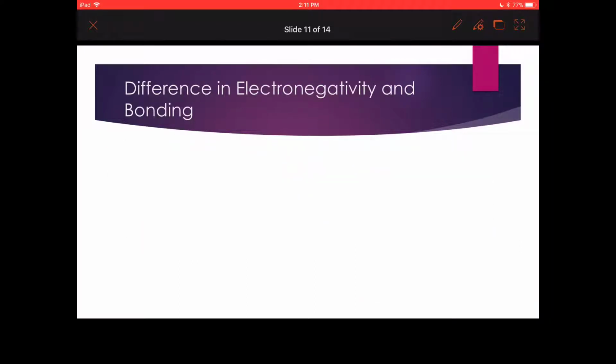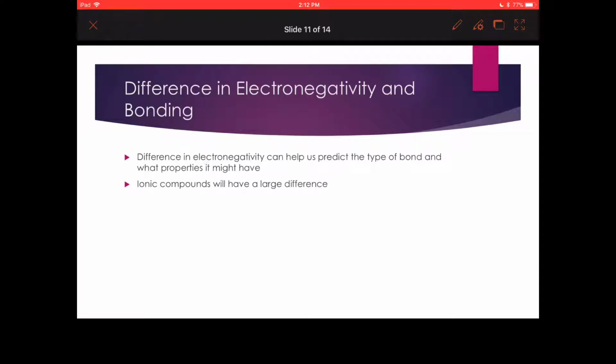Okay. Difference in electronegativity and bonding. I'll talk about how to find that towards the end here. When we look at difference in electronegativity, it can help us predict the type of bond and what properties it might have. Ionic compounds, we're going to see a large difference in electronegativity, and that's because it's a metal and a non-metal, right? Metals have low, non-metals have high, so it's going to be a large difference.